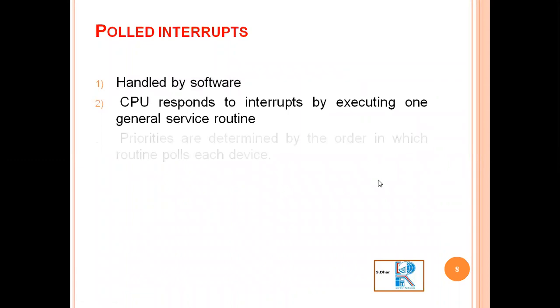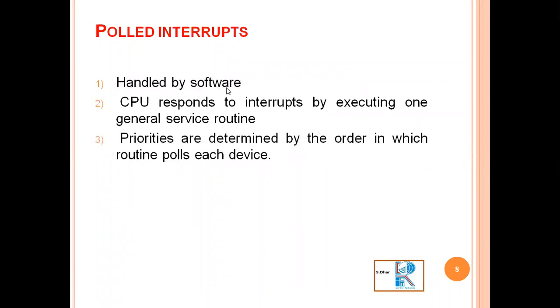So the feature is written here. This is handled by software. I have already told, here the CPU responds to the interrupt by executing one general service routine. The general service routine is nothing but the program where the priority is determined. Priorities are determined by the order in which the routine polls each device. Routine means the general service routine.